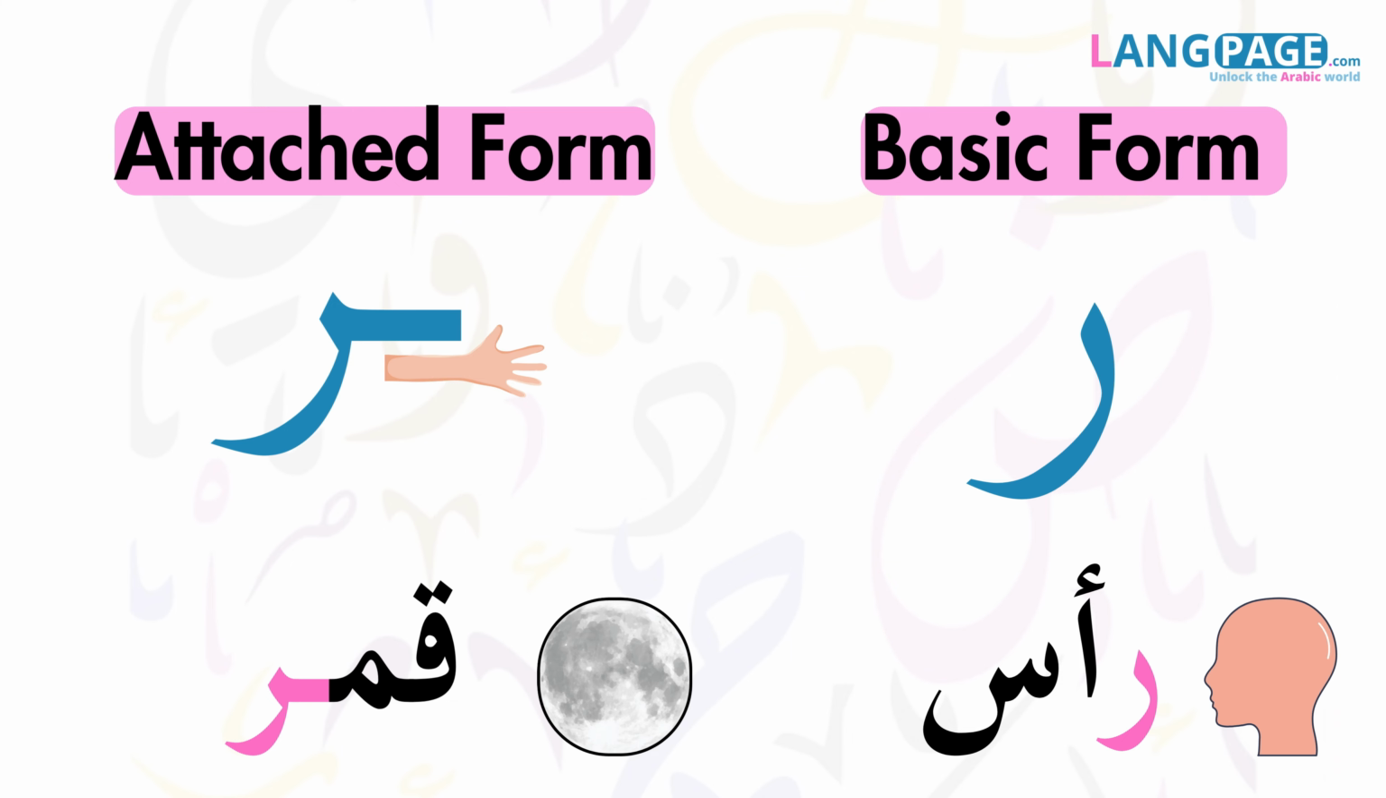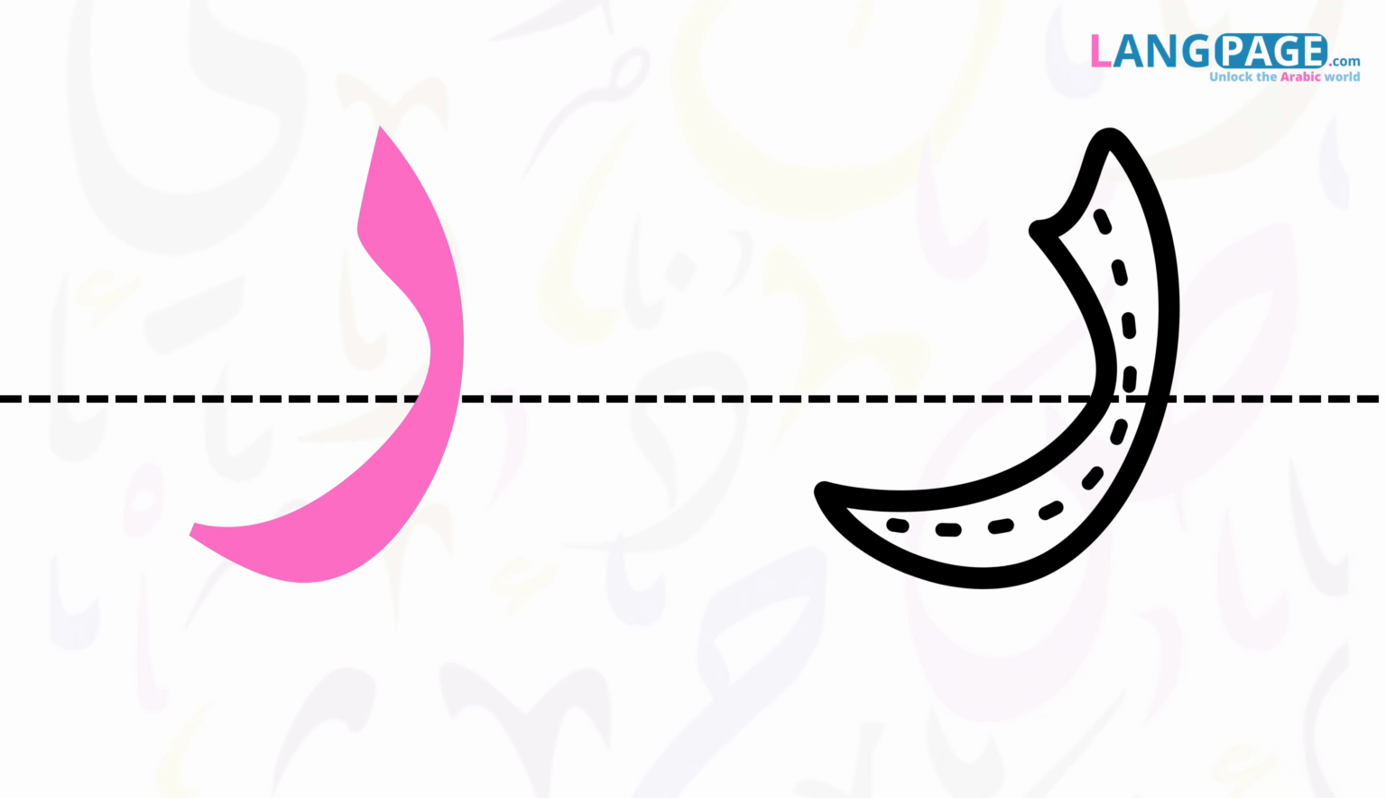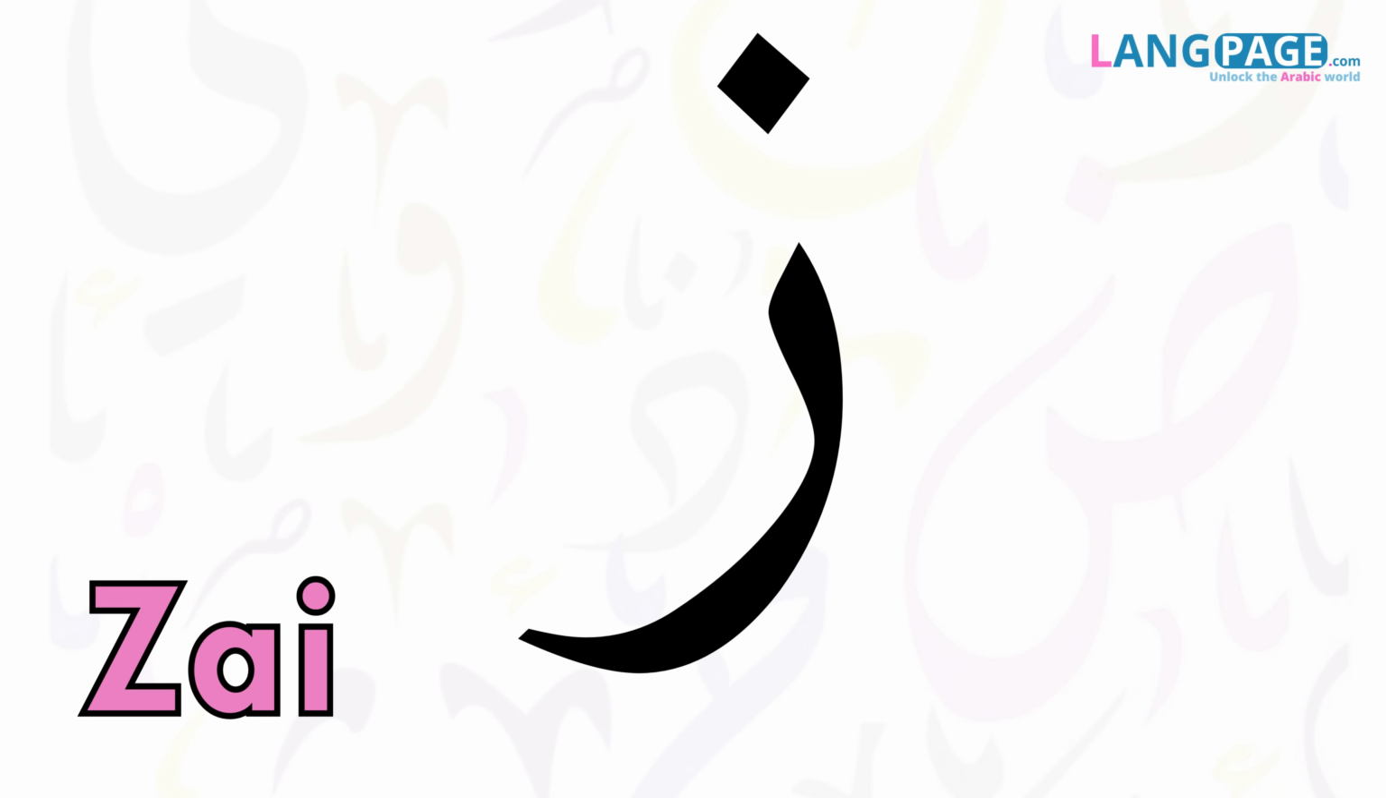Let's learn how to write the letter Ra. First, you need to notice the line. Then you start writing from above and you go down like a slide. The thing you need to notice is that the Ra is divided, half of it is above the line and the other half is below. Let's move now to the second letter, Zai.